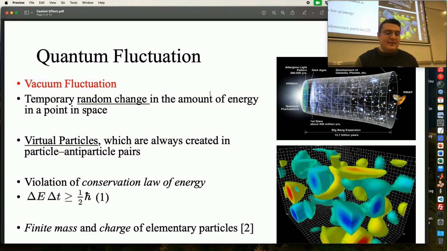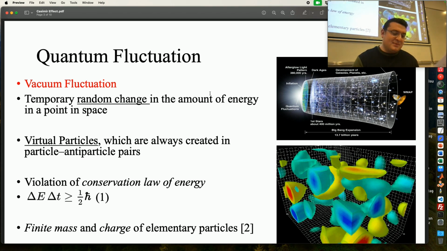There are minute random fluctuations in the values of the fields, which represent elementary particles such as electric and magnetic fields. Vacuum fluctuations appear as virtual particles, which are always created in particle and antiparticle pairs. Since they are created spontaneously without a source of energy, vacuum fluctuations and virtual particles are said to violate the conservation of energy. Take it with a grain of salt. Some people say that, but it's not completely true. Continue.